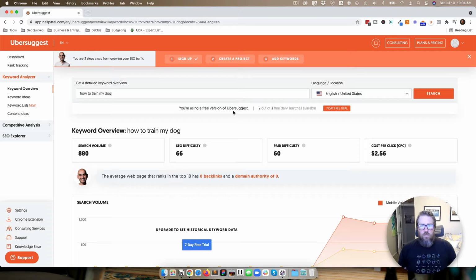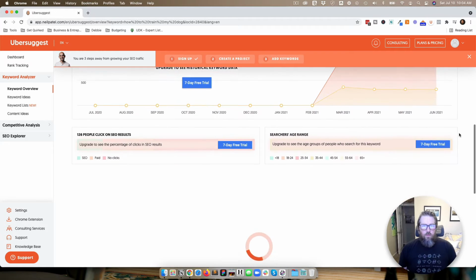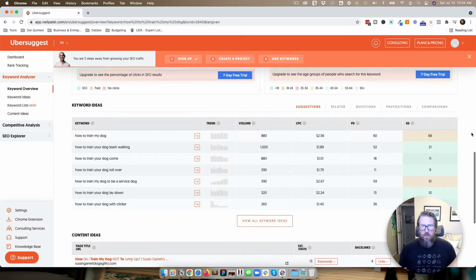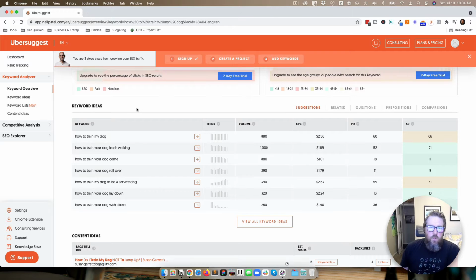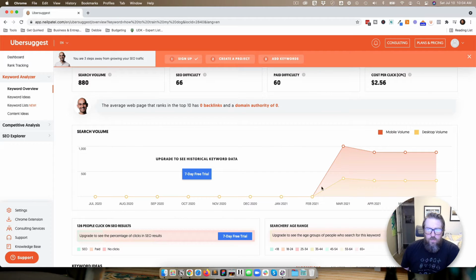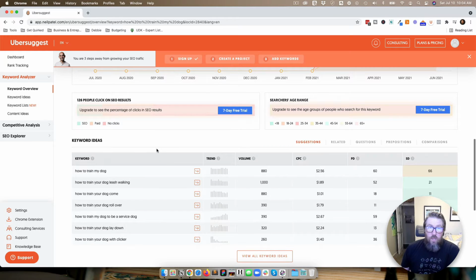And so you'll see we've got a lot of different statistics here, but the thing that we really want to look at is the keyword ideas, and we'll dive in here in just a second. But what you see is that there is good data around this. So we're looking at people searching on their phones, searching on their desktop. You can get the ages, if you obviously upgrade to the 7-day free trial, you can do that totally fine. You don't need to, but it can be helpful.